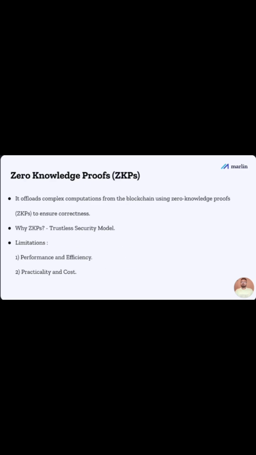Next up, let's examine zero-knowledge coprocessors, or as some like to call it, the trustless alternative. ZK coprocessors offload complex computations from the blockchain using zero-knowledge proofs to ensure correctness. Here's the key insight. Instead of trusting hardware, you trust mathematics. Why choose ZK coprocessors, you ask? They offer a completely trustless security model. The ZK proof itself guarantees the computation was performed correctly, without revealing the underlying data or requiring trust in any central authority.